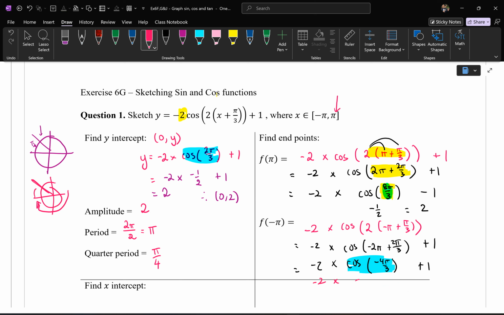So negative 2 times negative half plus 1. And again, you'll find that it ends up pretty much all the same. So it's 2, 2, 2, 2.